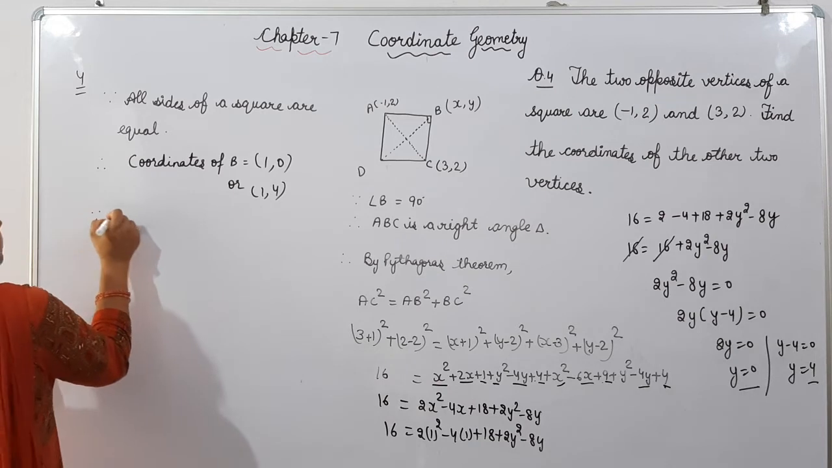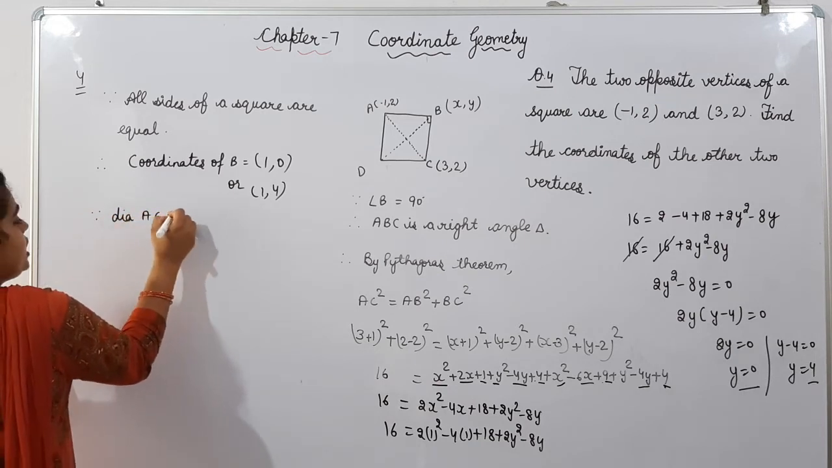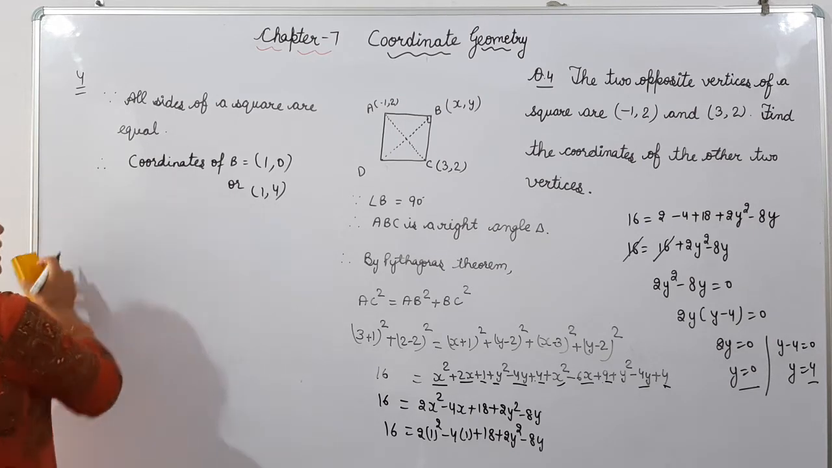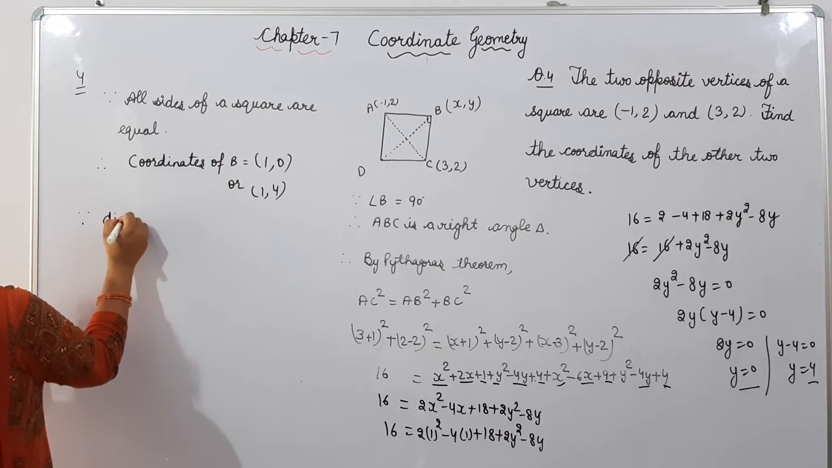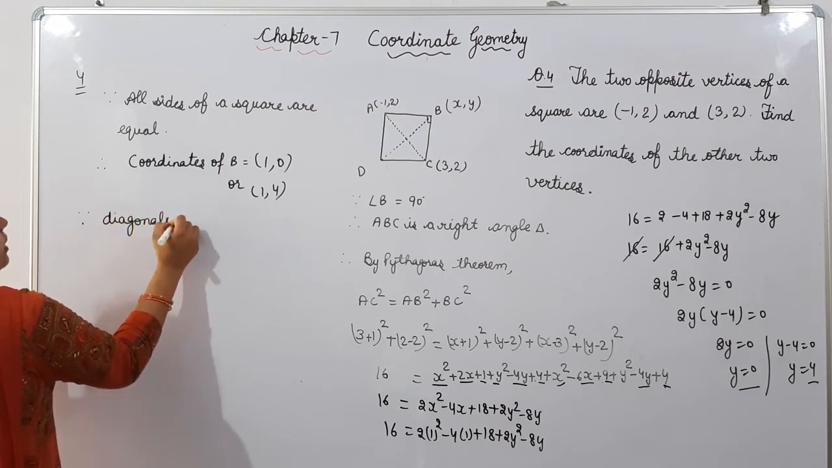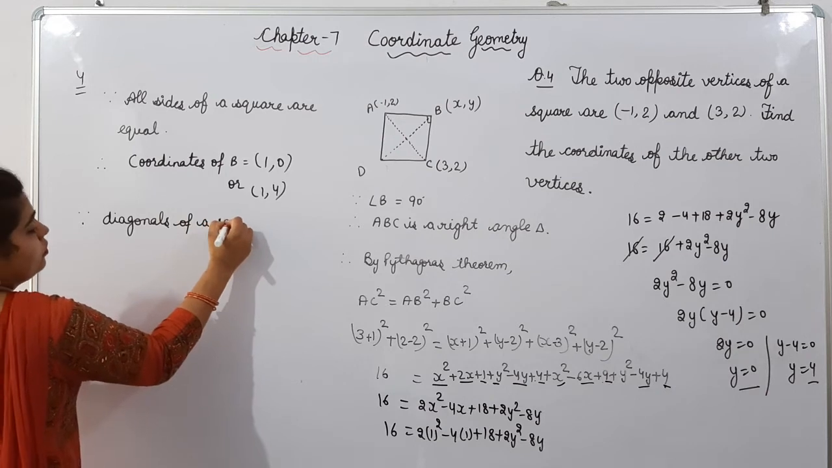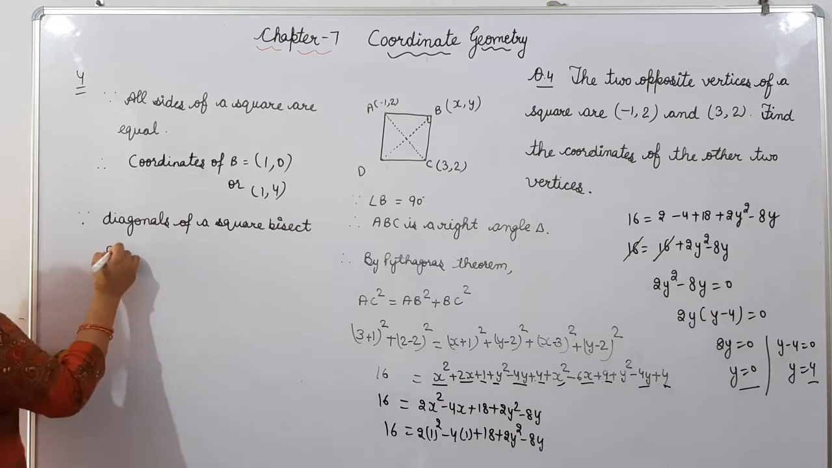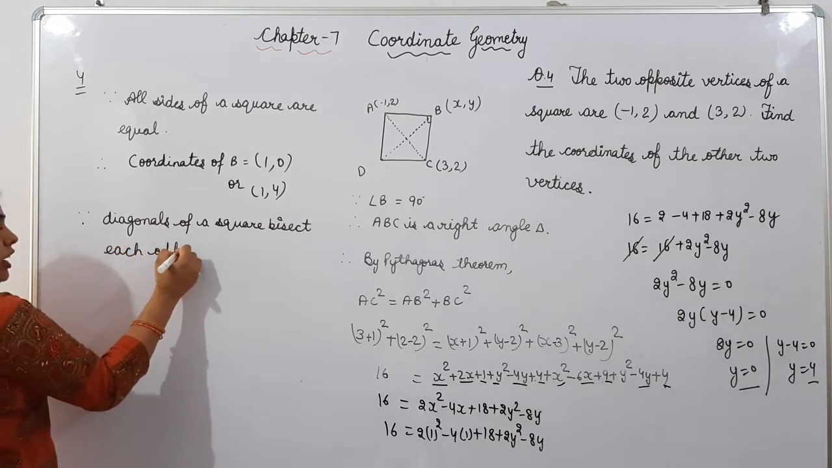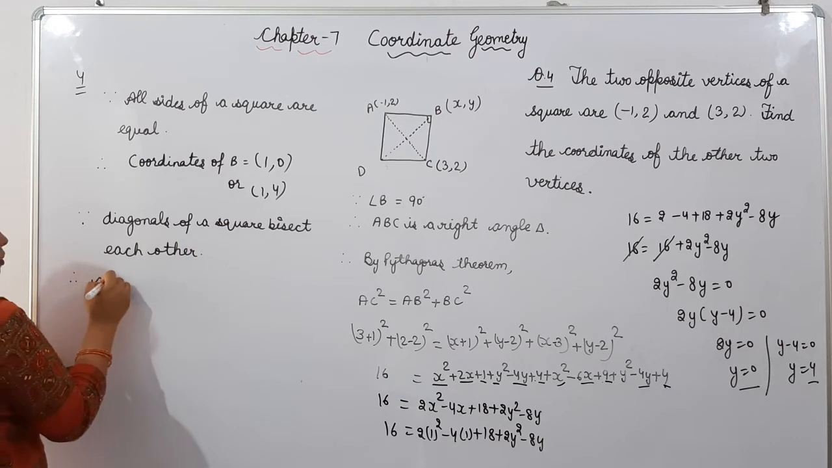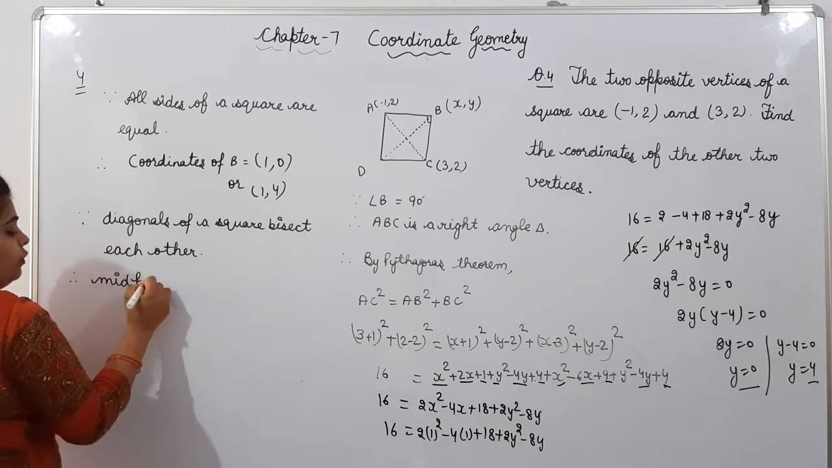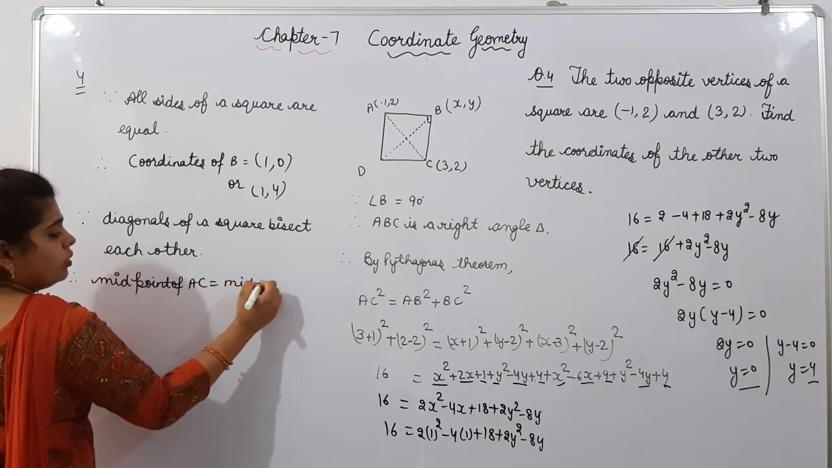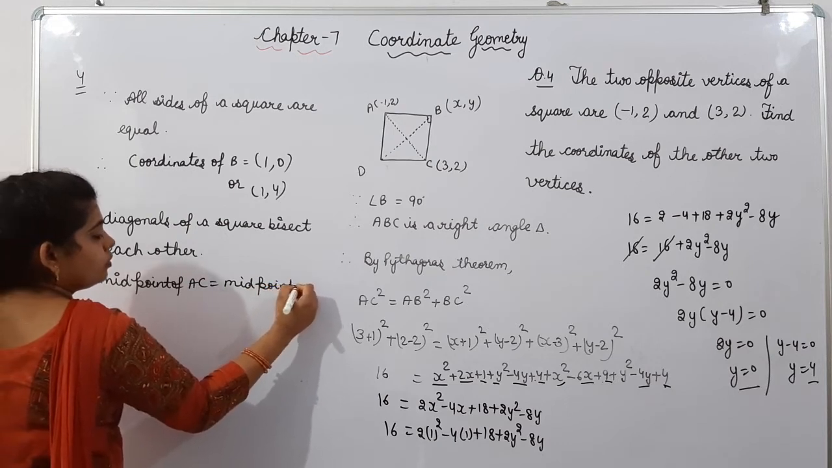Because diagonal AC is equal to diagonal BD. Or we can say that because diagonals of a square bisect each other, then their midpoint will be same. So, midpoint of AC is equal to midpoint of BD.